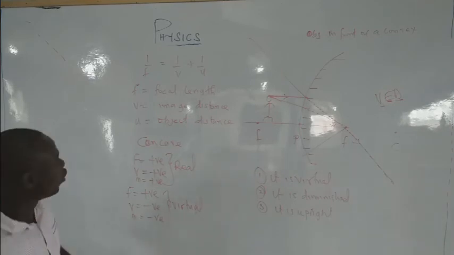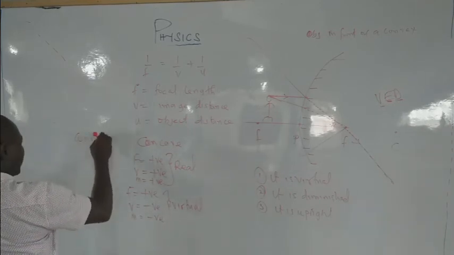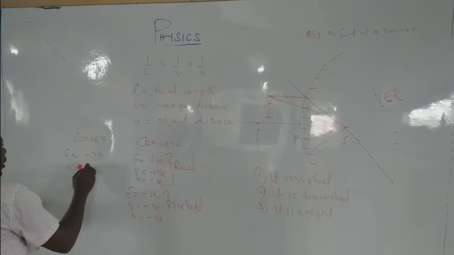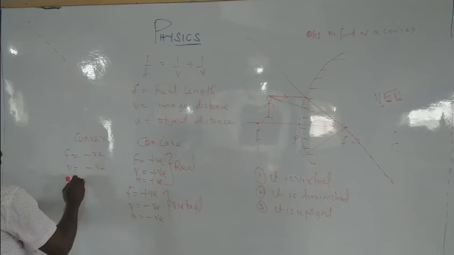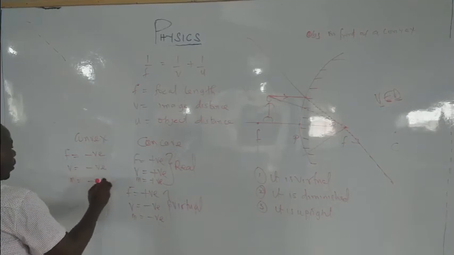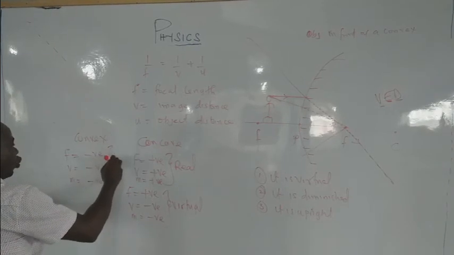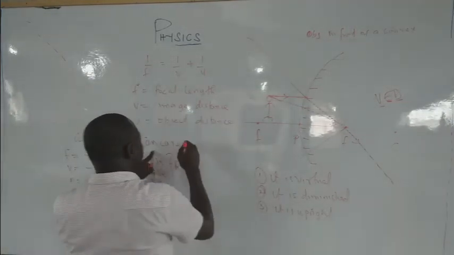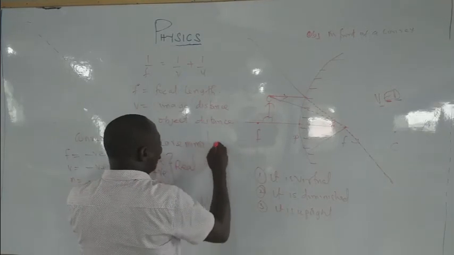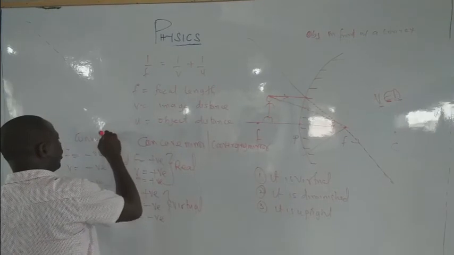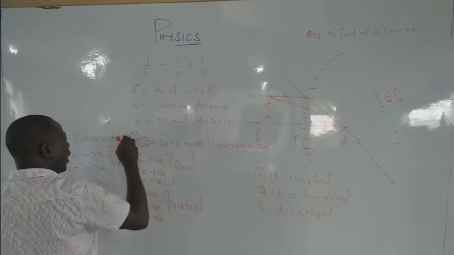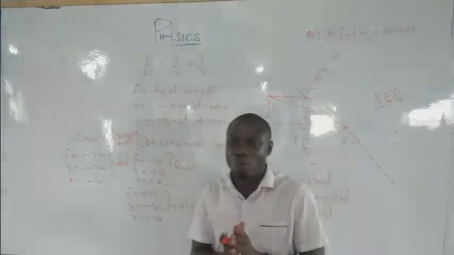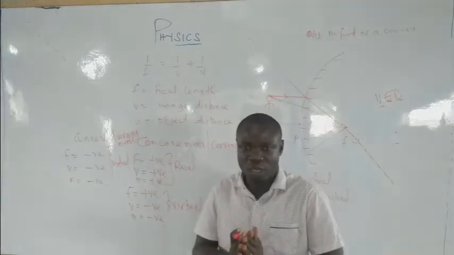The next one is convex. F is negative, V is negative, M is negative. So far, the image is always virtual. No real image here. So this is what you have to follow. This concave mirror is called a converging mirror. Why is the convex mirror called diverging? If you understand all this, you solve questions very well. You understand most of the questions in mirrors.